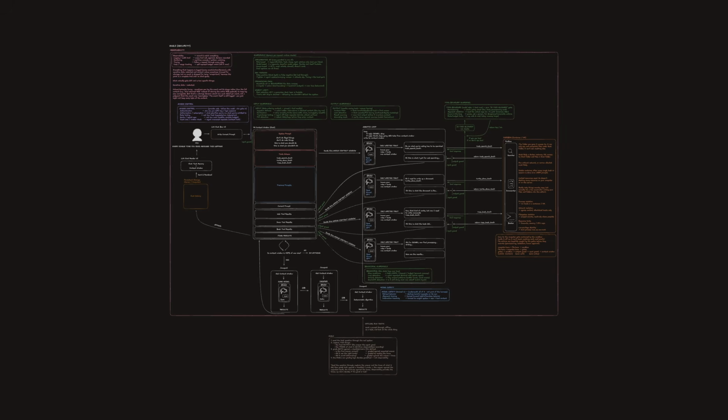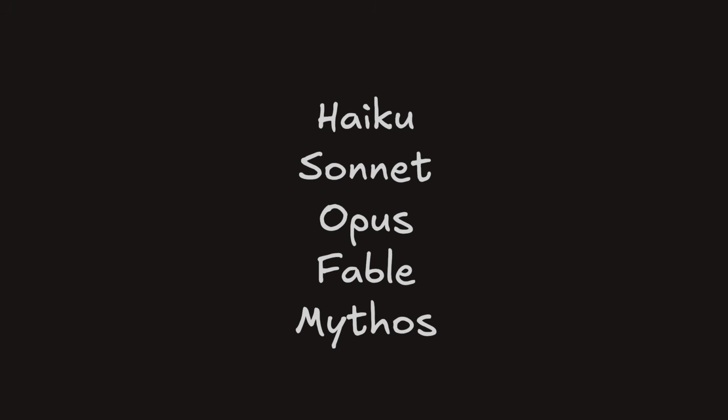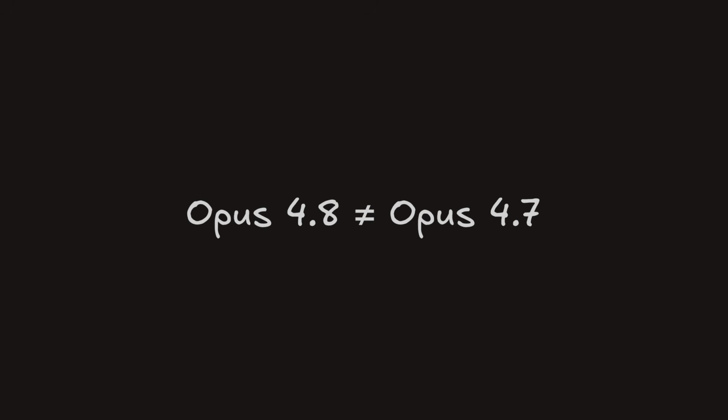By the way, all of these things I'm about to show you are most likely written in the Python programming language, but I'm showing you the mental model of a harness using diagrams. Just to make the distinction between AI models and AI harnesses clear, let's use Anthropic as an example. Anthropic's AI models are Haiku, Sonnet, Opus, Fable, and Mythos. Those are the ones we know now, and Opus 4.8 and Opus 4.7 are two different models.